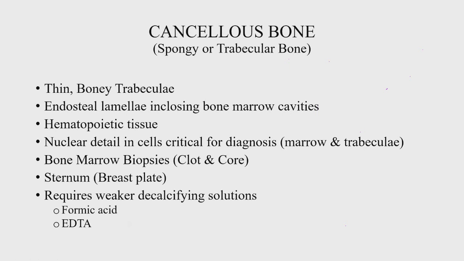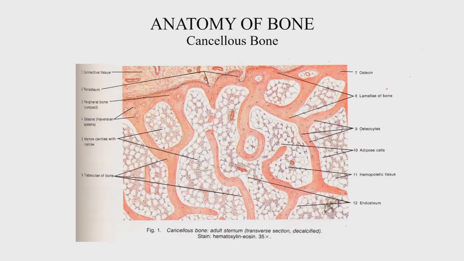These require weaker acid solutions. Formic acid, EDTA, which is a chelating agent. These are softer, more manageable solutions to use. And so oftentimes, when you're working with tissues or specimens like this, those will be used instead of the more aggressive materials that we talked about.